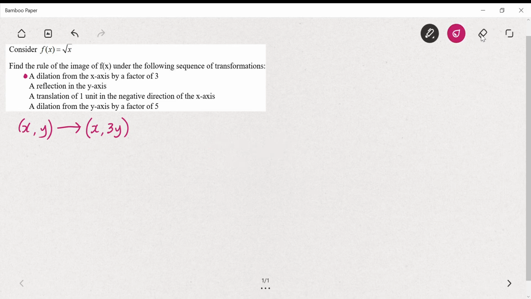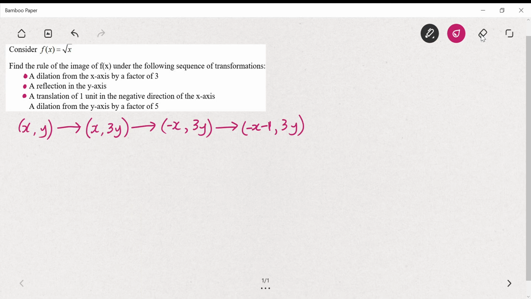Let's just remove that out of the way, and we'll continue seeing what happens to our point. The next thing, we have a reflection in the y-axis. We know when we reflect in the y-axis, your x becomes minus x. Third thing that happens is we have a translation of 1 unit in the negative direction of the x-axis. So this minus x goes to the left by 1 unit. The actual point gets dragged left, so you take 1 off it, and we have 3y still.